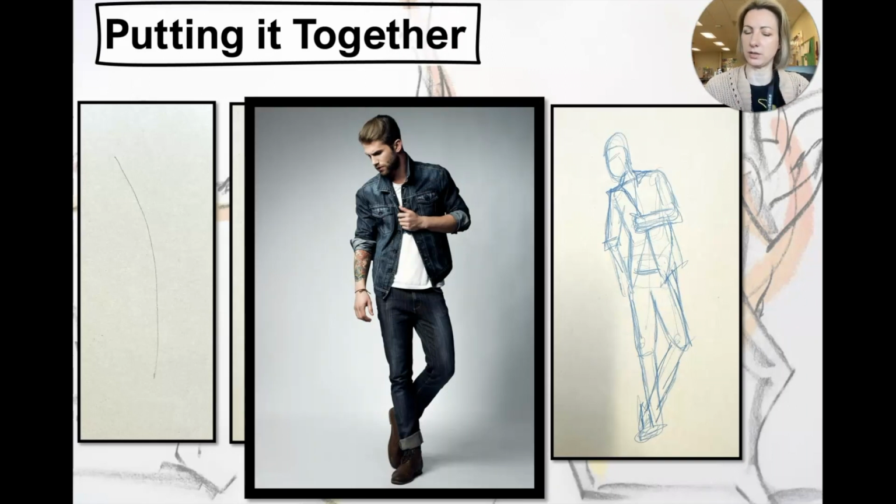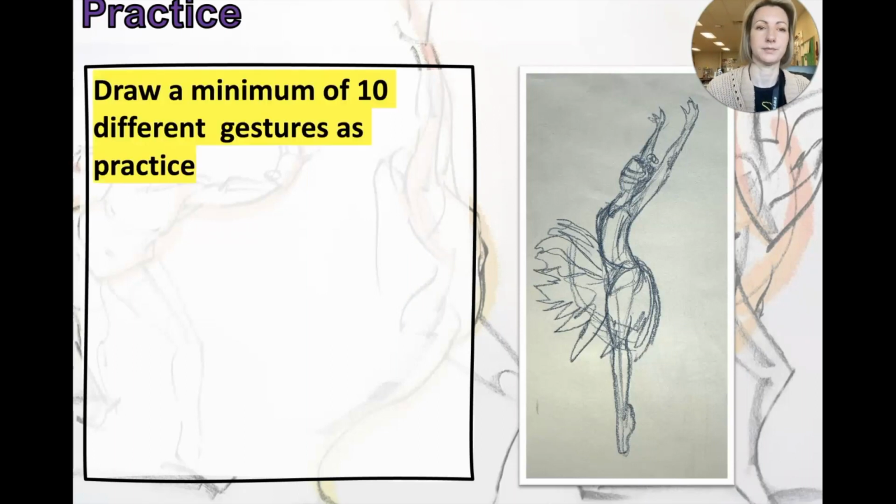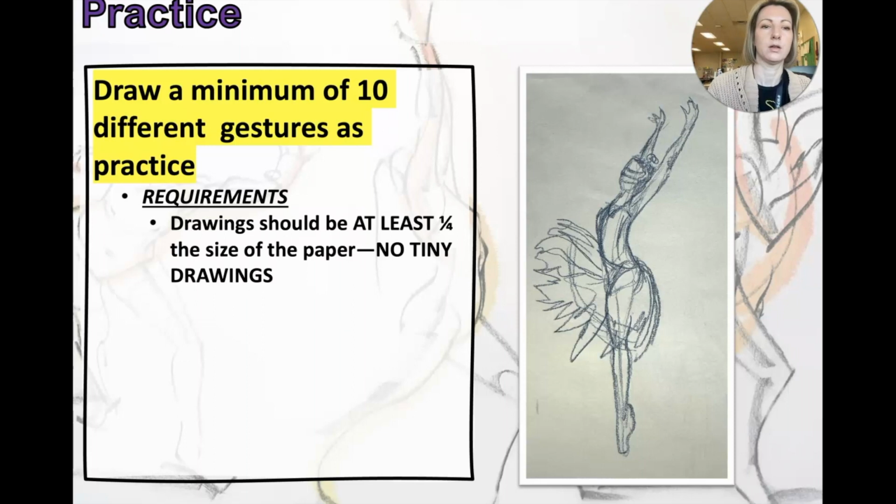You can match this. So I'm not looking for super accurate proportions. I just want you to capture the essence of that pose. And the more you do this, the better you're going to get, like anything else. So for your practice, I want you to draw a minimum of 10 different gestures. Minimum. More is always better. So you want to draw them at least a quarter the size of the paper. Don't do little tiny drawings, especially because we're going to be using these for other things.